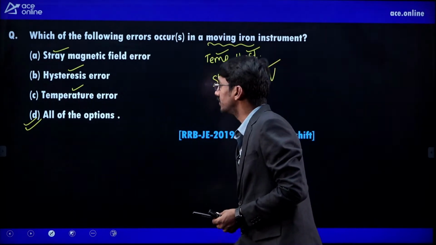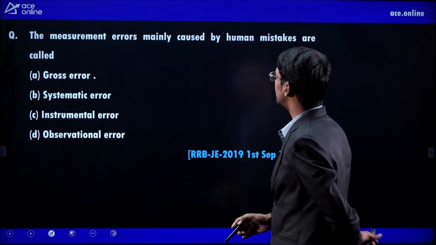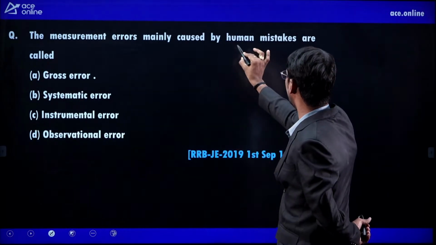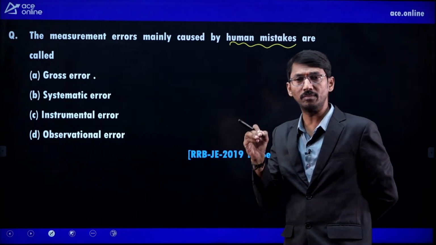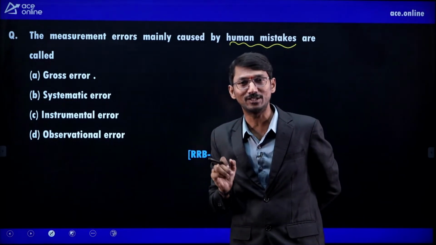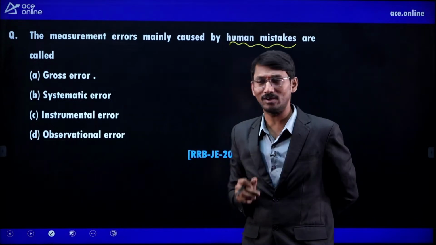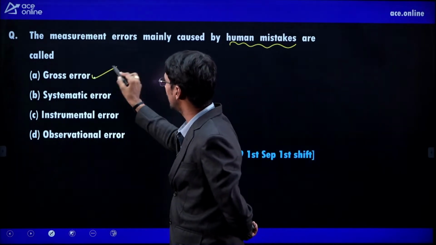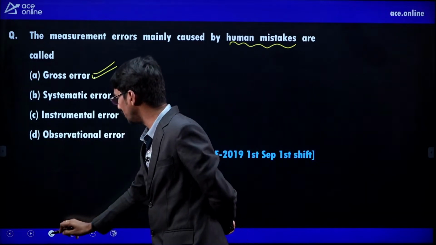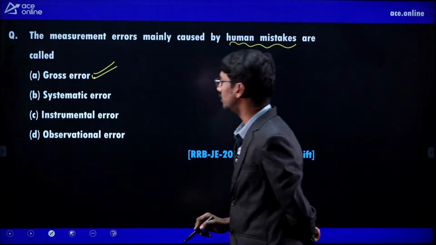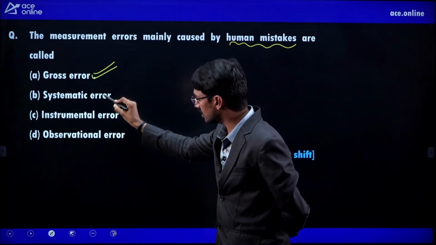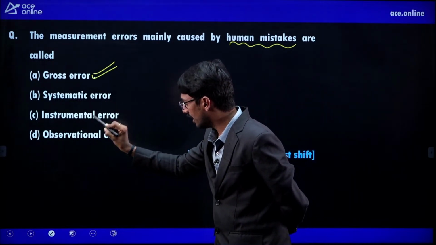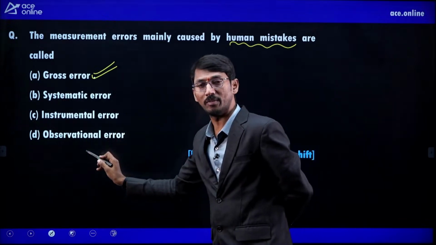Next one. The measurement errors mainly caused by human mistakes. In the class also I told you, human being mistakes are categorized into one error called gross error. So, direct answer, yes, gross error. Other errors are systematic errors. In the systematic error, instrumental error, observational error and environmental error will be there.